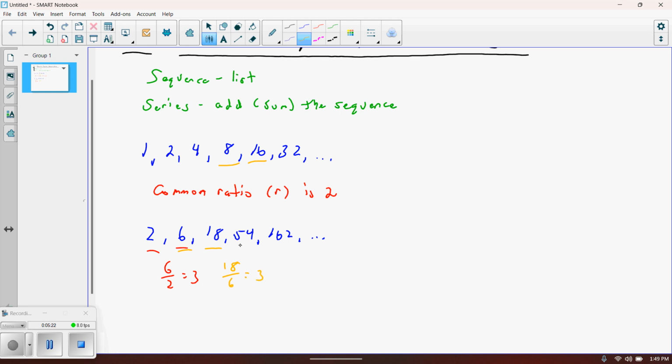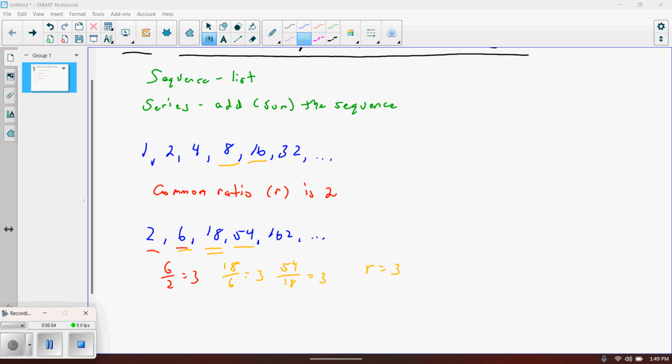And then if you take 54 and 18, it would also give you 3, and that works for every term in the sequence. So that tells you that your common ratio, R, is 3. All right, I think that's a pretty basic understanding of how a geometric sequence works. Now, the common ratio can be just about any number, with a small exception.